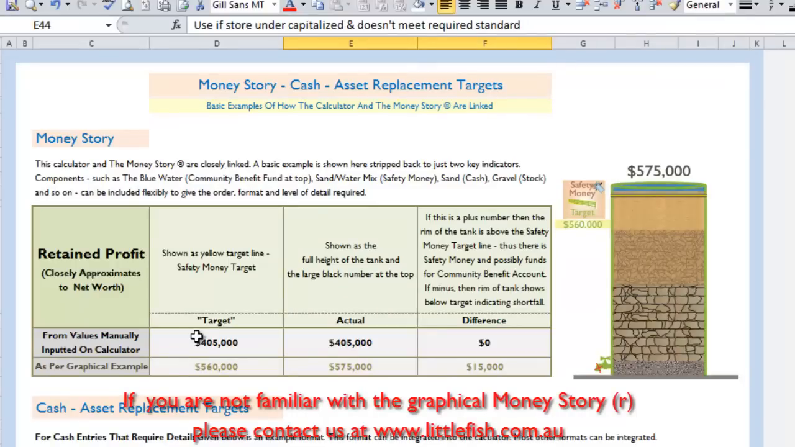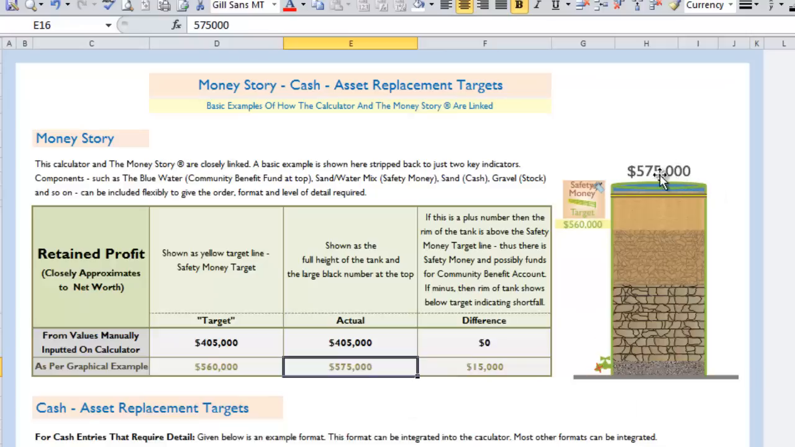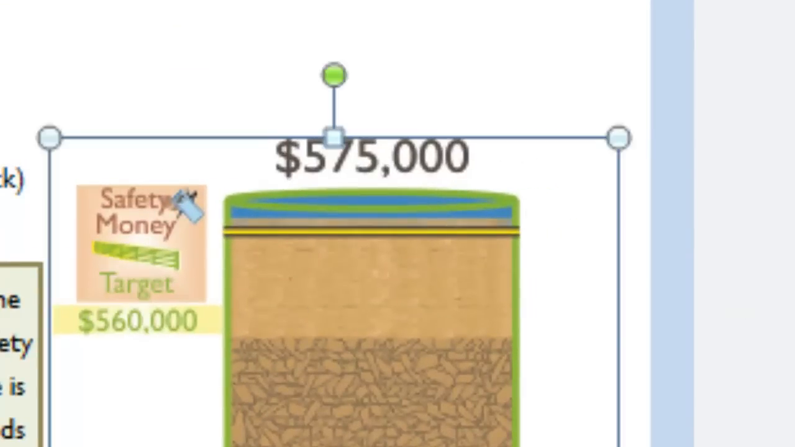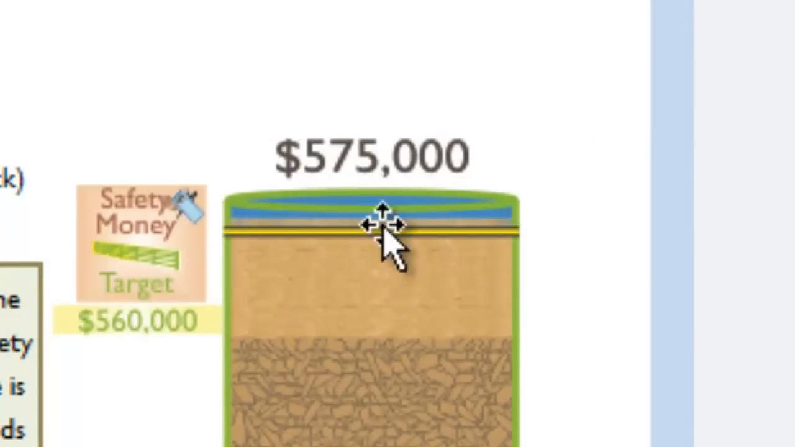Firstly, the retained profit, how it links to the graphics of the money story. So here, the actual value is 575k, and that links to this, the top of the tank, green rim. The 560k is the target, so that target is the line across here, the yellow line, and because the actual exceeds the target, we've got a little sliver of safety money and then another little sliver of blue benefit, the water representing the benefit funds.